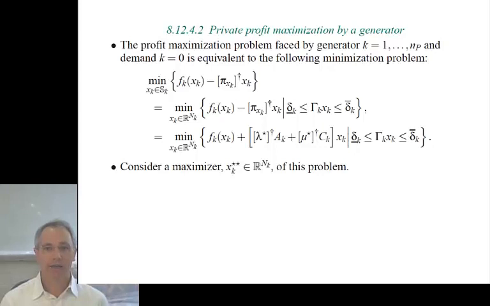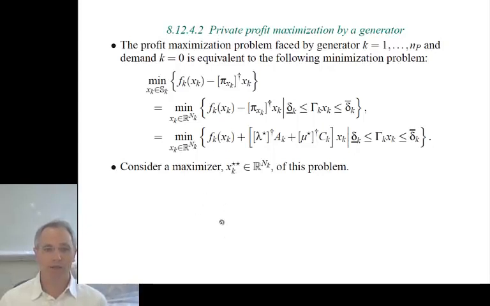Let's consider a generator k equals 1 through np and demand k equals 0. Notice that profit maximization for each of these market participants is equivalent to the following minimization problem. Minimize over xk and sk of fk of sk minus pi xk transpose times xk. We'd like to minimize that. Each market participant would like to minimize their costs minus their revenues, or in the case of demand, we'll interpret it to be minimizing minus benefits plus their payments.